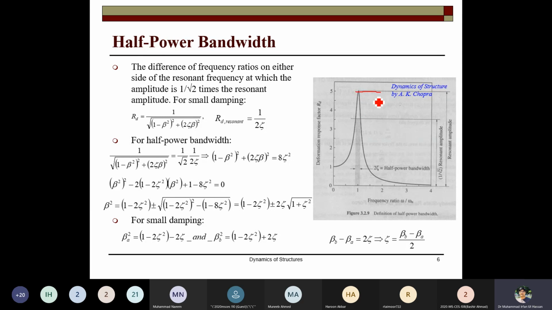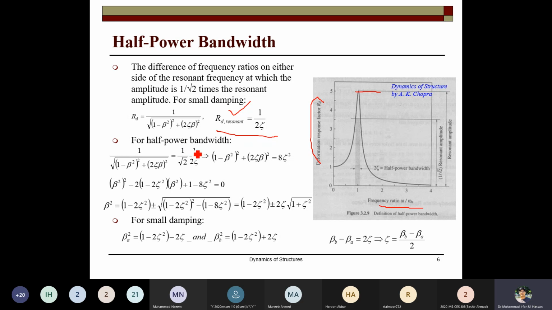It is proved actually by the experts that if you plot the RD, displacement response factor, as a function of frequency ratio, you get this curve. Now you add beta is equal to 1. अगर आप बीटा 1 कर दें रेजोनेंस पे, आपका क्या आएगा? It is a resonance. So RD at resonance is equal to 1 over 2 zeta.